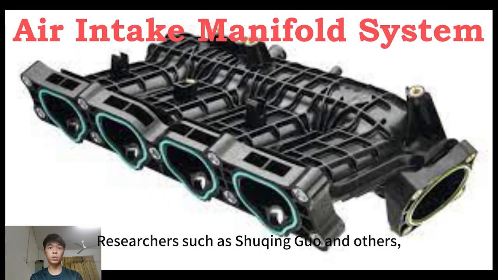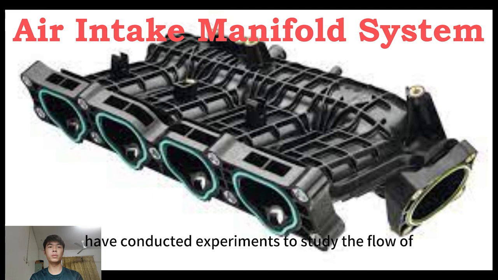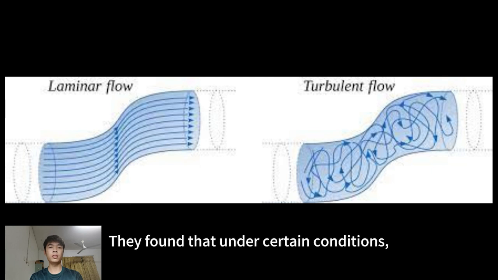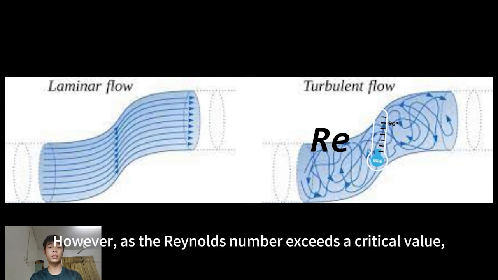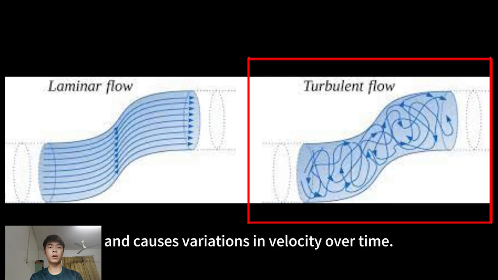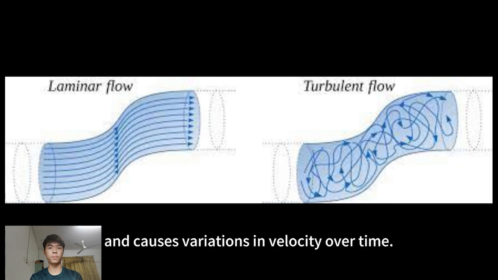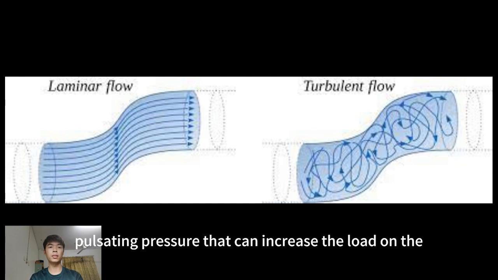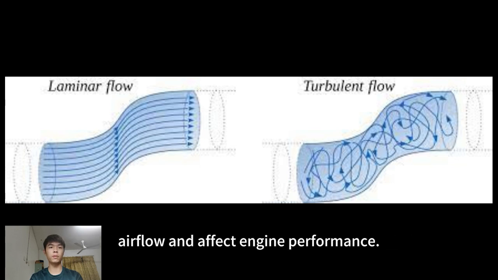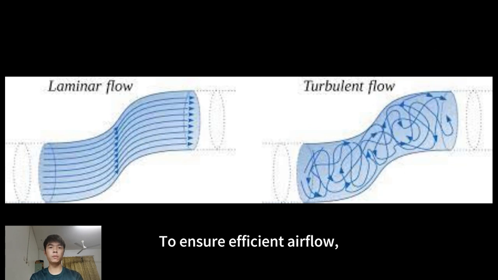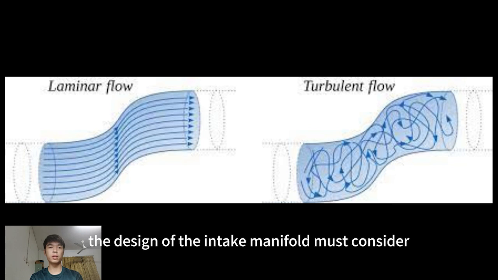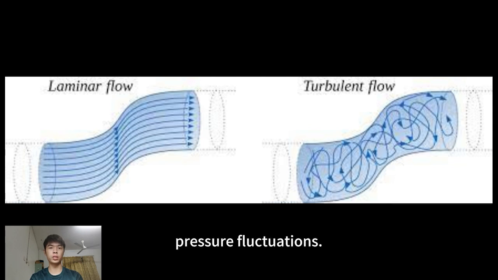Researchers such as Shu Qingguo and others have conducted experiments to study the flow of air in the intake manifold pipe. They found that under certain conditions, the flow is smooth and ordered, known as laminar flow. However, as the Reynolds number exceeds a critical value, the flow becomes turbulent and causes variations in velocity over time. These variations result in pulsating pressure that can increase the load on the airflow and affect engine performance. To ensure efficient airflow, the design of the intake manifold must consider and control these pressure fluctuations.